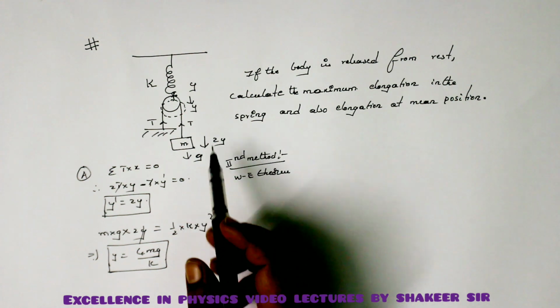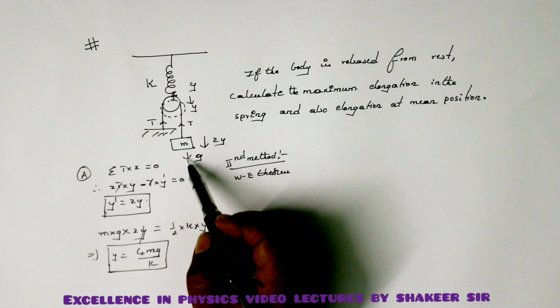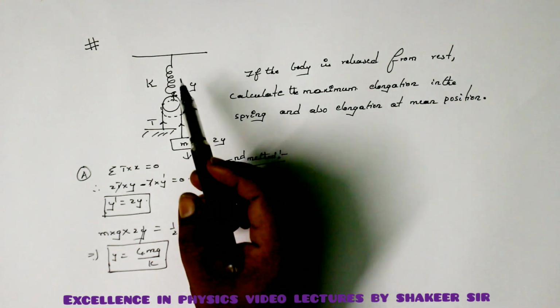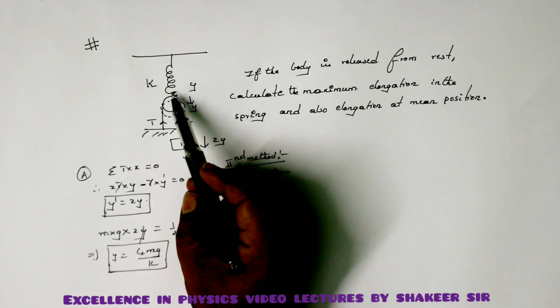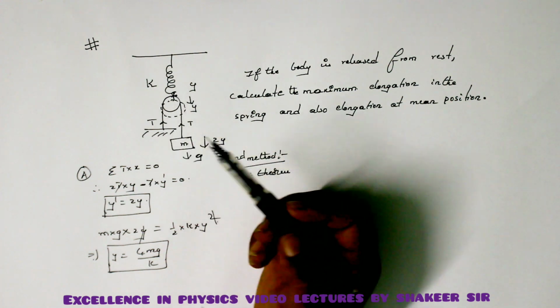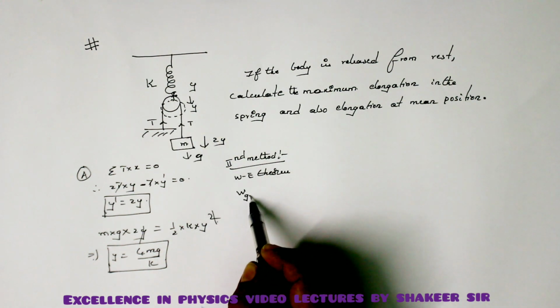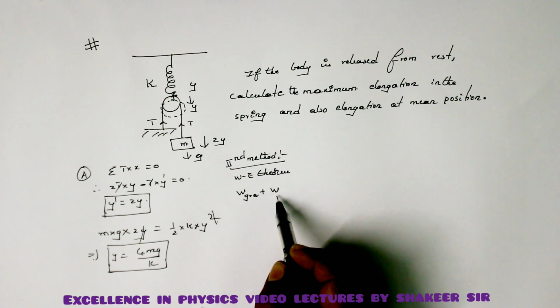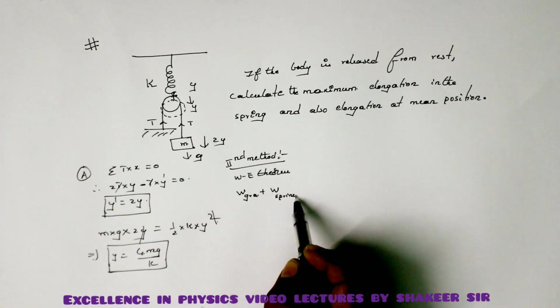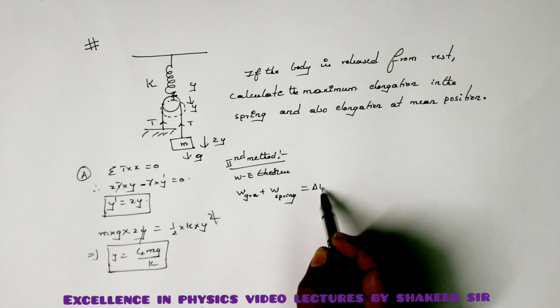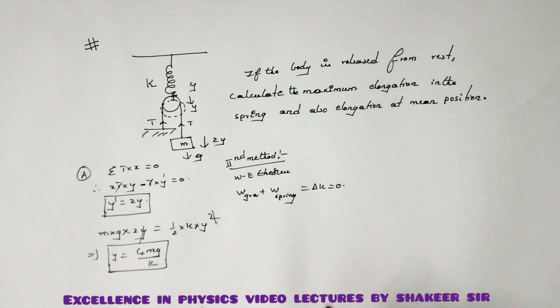So here two forces are doing the work. One is work due to gravitational force, and another force which is doing work is force due to spring also. So therefore work done due to gravity plus work done due to spring, totally it should be equal to delta K, and we know that change in kinetic energy of all the bodies is equal to 0.